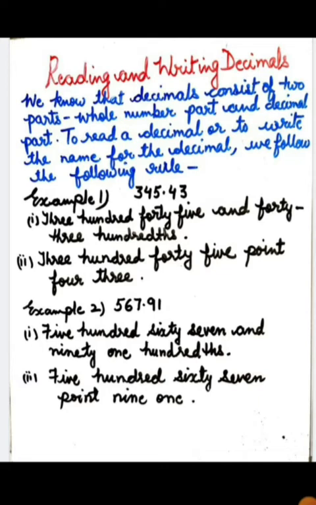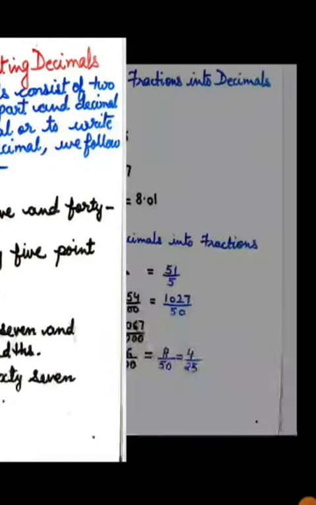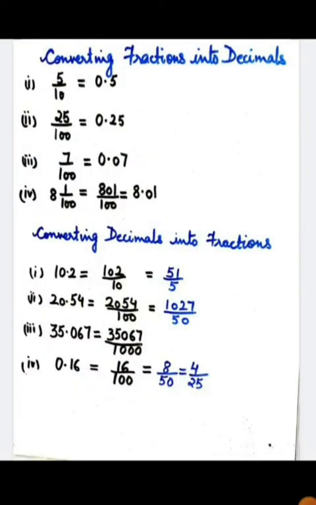And according to the second method, it will be written as 567.91. After the decimal on the right side, we will write the digits one by one. Now, how to convert fractions into decimals?